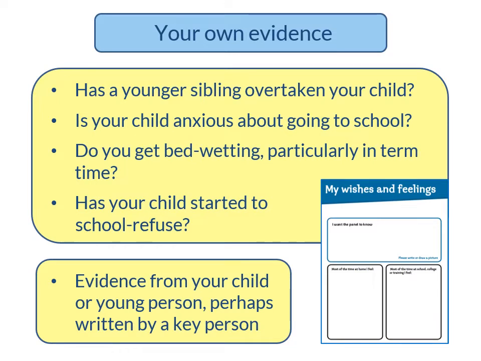You may also have your own evidence to share in writing. Consider, has a younger brother or sister overtaken your child in their learning and understanding and progress at school? Is your child or young person anxious about going to school, and how is this demonstrated? What are they telling you? Do you get bedwetting, particularly in term time, or has your child started to school refuse? You may have evidence from your child or young person themselves, which could perhaps be written by a key person working with them to gain their views and feelings.